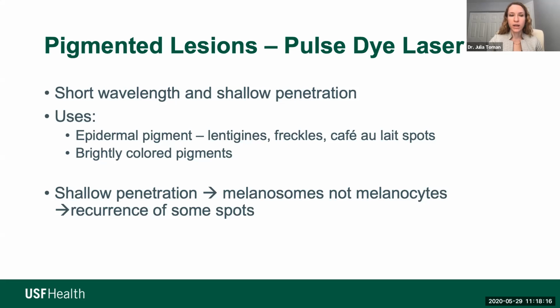But for pigmented lesions, you can use the pulse dye laser. It's a short wavelength with shallow penetration, and it's good for epidermal pigment like lentigines, freckles, cafe au lait spots, as well as brightly colored pigments. With its shallow penetration, it's more likely hitting the melanosomes rather than the melanocytes in the deeper skin structures. So you're less likely to damage the melanocytes and cause hypopigmentation, but there is some risk of recurrence of some spots over time.